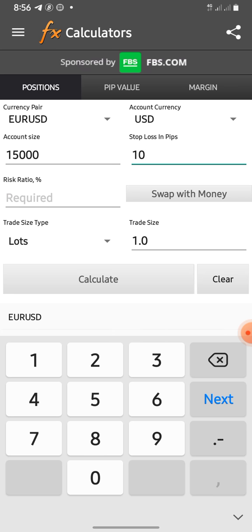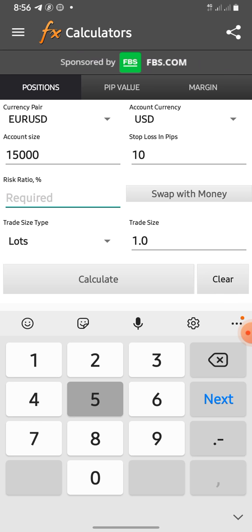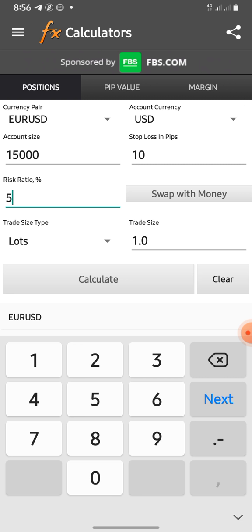So risk ratio, that's up from here, is how much are you risking as you're about to go into this trade. How much are you willing to give the market, right? So on this $15,000 account, let's say we are risking 5% out of our account, right? We have 5% out of $15,000 account.